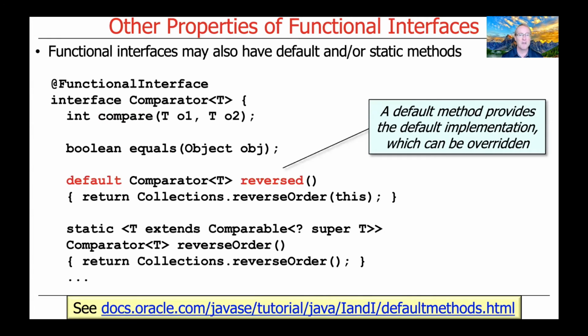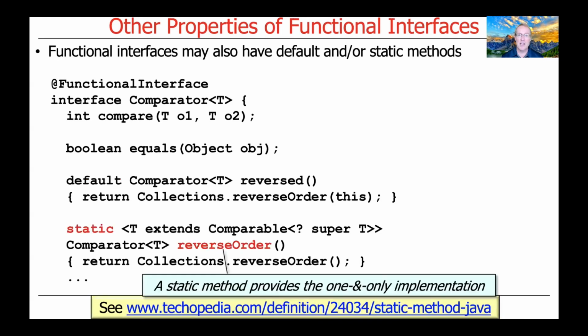For example, there's a default method called reversed, which will reverse the order of the comparison. Recall that a default method provides a default implementation in an interface. However, this implementation can be overridden by classes that implement the interface. There's also a static method defined here called reverseOrder, which also will reverse the order of the comparison. Keep in mind the difference between a default method and a static method. A default method can be overridden, but a static method provides the one and only implementation. And there are times and places where both of them can be used to good effect.